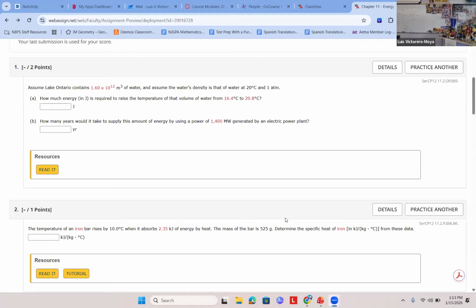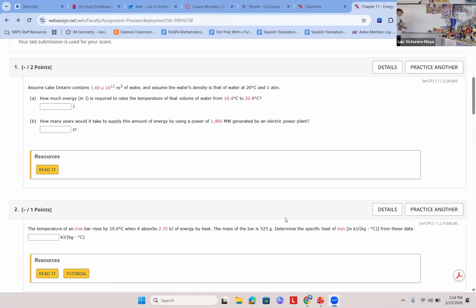So let's see what I get. 2.95 over 14. I get 0.21. So 0.21 times 10 to the 10, 19 minus 8 is 11 seconds, which is basically 2.1 times 10 to the 10 seconds.